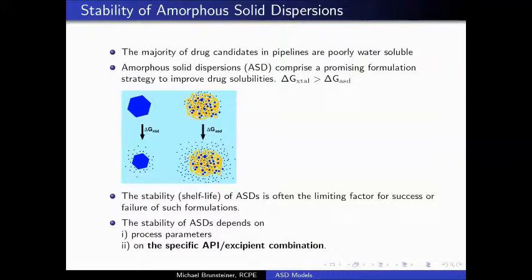And whether it's stable for long enough is basically a question, of course, of process parameters, how you actually make it, but also of the specific API-excipient combination. The excipient is basically the polymer here, and you can use a range of different polymers to make these formulations. Now, what we try to do is to understand and ideally predict the stability of different amorphous solid dispersions based on different polymers for a given API in silico.